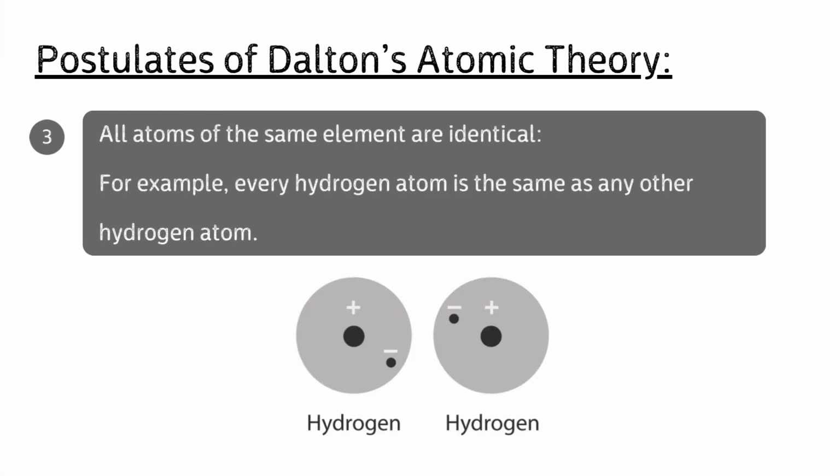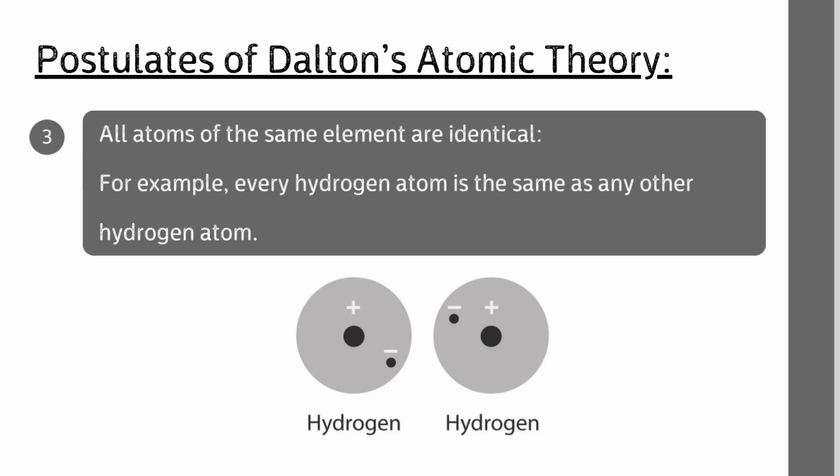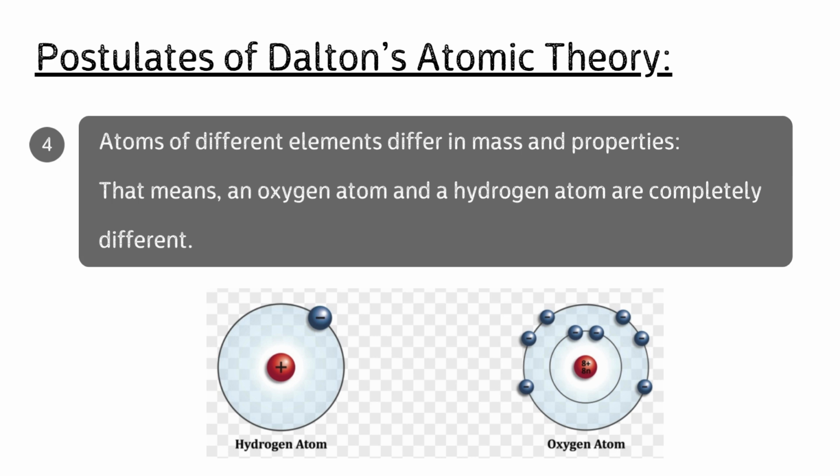All atoms of the same element are identical. For example, every hydrogen atom is the same as any other hydrogen atom. Atoms of different elements differ in mass and properties. That means, an oxygen atom and a hydrogen atom are completely different.